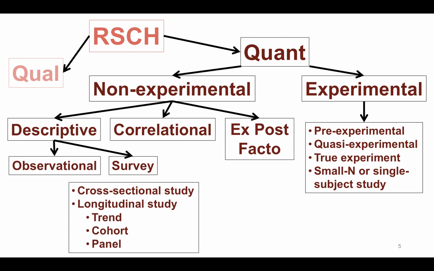Today I want to focus a little bit more on the non-experimental categories. So that type of research is subdivided further into either descriptive studies, correlational studies, or ex post facto studies, and descriptive is even further subdivided into observational and survey studies. And I'll talk a little bit more about each of these and also cover what is meant by cross-sectional studies and longitudinal studies and some of the different types of longitudinal studies in particular.